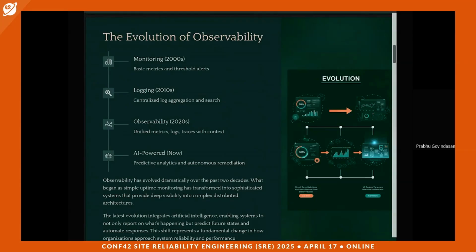Then in the late 2010s, we saw the shift to full observability, not just about what's happening, but why it's happening, bringing metrics, logs, and traces together, providing richer insights. Today, AI powered observability takes it even further, analyzing trends, predicting failures, and even initiating automated responses, moving us from reactive to proactive incident management.